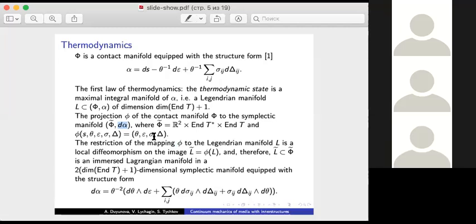Sorry, one question. When you say that you consider the condition of the Legendrian manifold being exact, does it correspond physically to the condition that entropy is not increasing, yes or no? Or no, because usually I don't know.